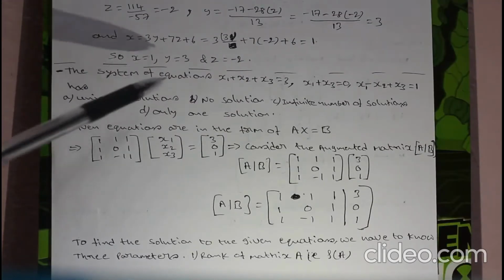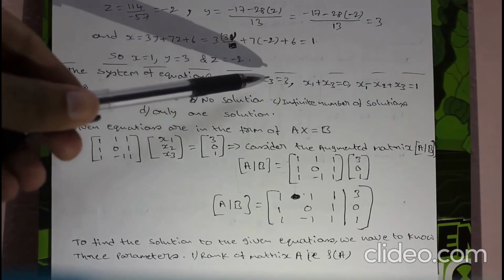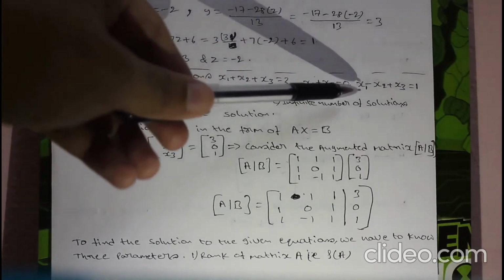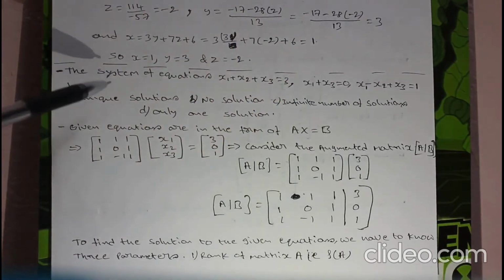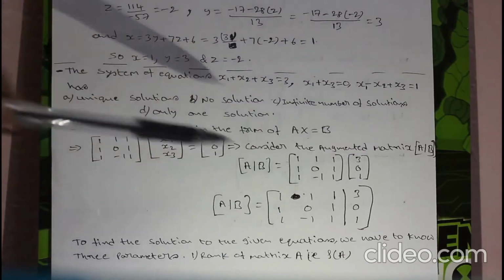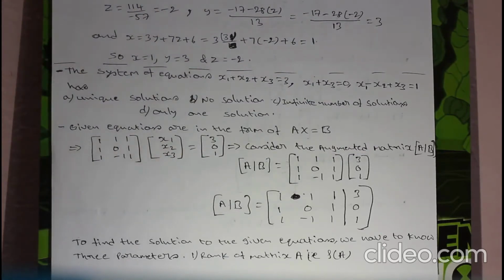Next question: the system of equations x1 plus x2 plus x3 is equal to 3, x1 plus x3 is equal to 0, x1 minus x2 plus x3 is equal to 1 has, and options given: unique solution, no solution, infinite number of solutions, or only one solution exists. See, these equations are in the form of AX is equal to B, and they are asking what kind of solution is possible. This point is also covered in the previously uploaded video, where I shared some important points on rank of the matrix, and explained the 3 possible solutions for the system in the form of AX is equal to B.